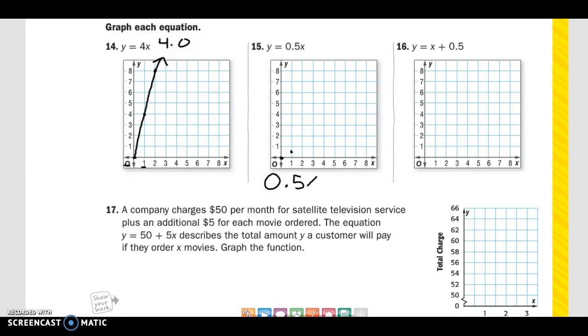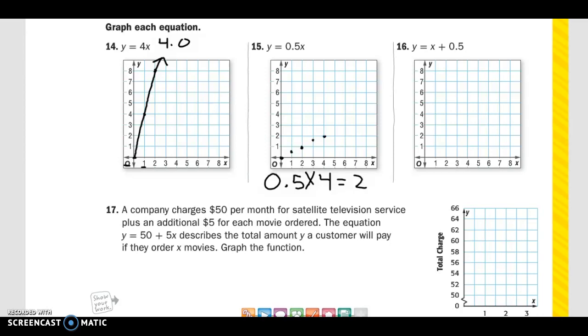0.5 times 2. That means what's half of 2? Half of 2 is 1. So we get 1. Our next one we're going to plug in is a 3. So 0.5 times 3, half of 3, that's what that means, is 1.5. And if you caught the pattern, you can go ahead and put the rest of the dots on there. If you haven't caught the pattern yet, hopefully we can after this next one. 0.5 times 4, that means half of 4 is 2.